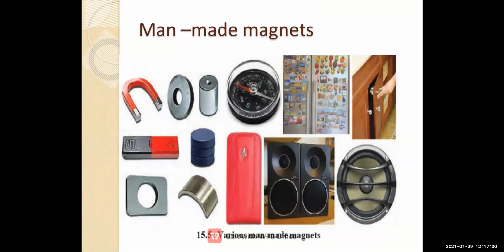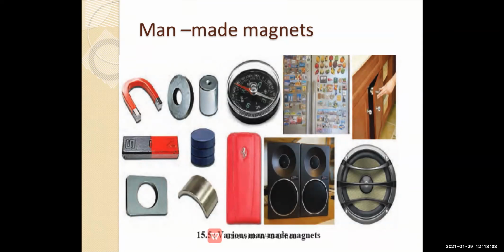Here are some man-made objects. Now you must have seen that in our house there is a showcase. The doors of the showcase consist of some small magnets, so when you try to close it, it automatically gets closed. Even the fridge has the same property. The door of the fridge has a magnet, so when it closes it gets stuck to each other.